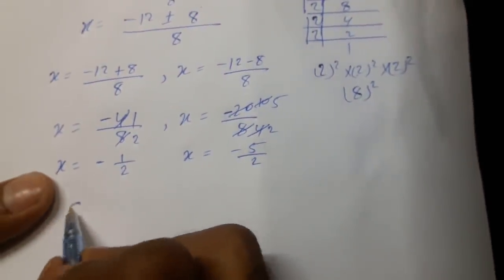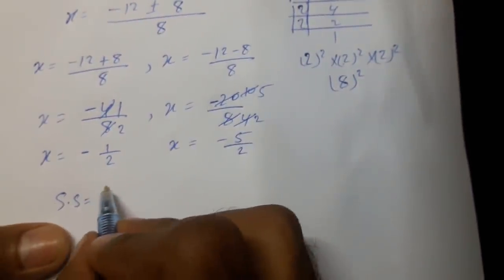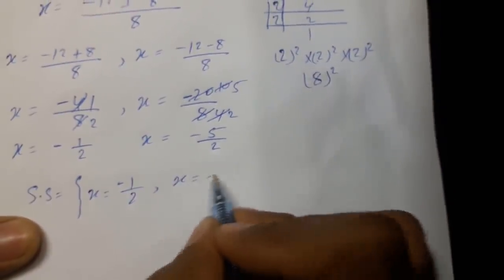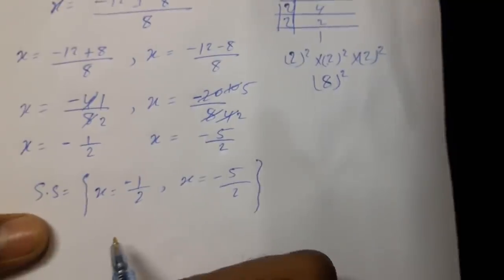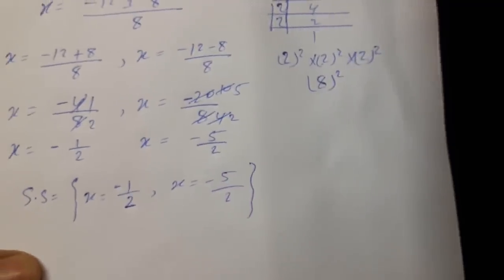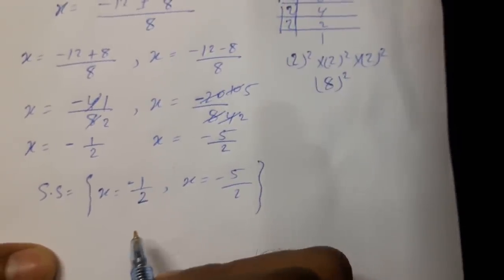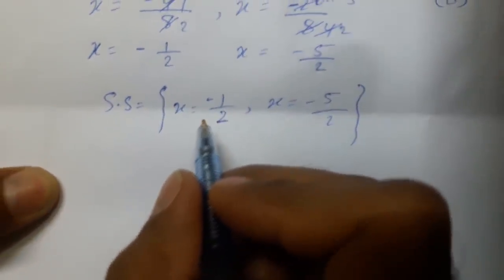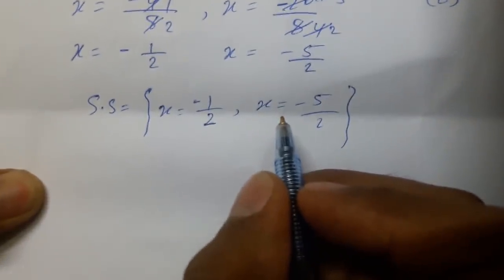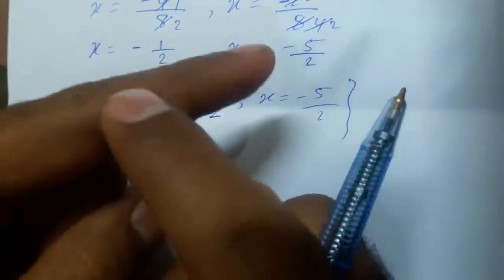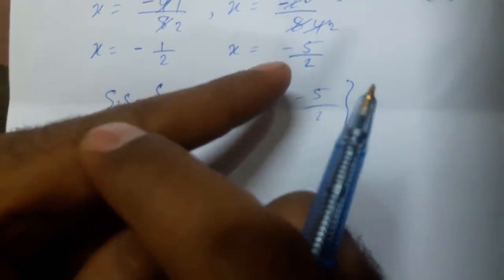What is the answer? Solution set is x is equal to minus 1 by 2 and x is equal to minus 5 by 2. You see, whenever the answer comes of the same question by the three methods, the answer is the same. So you check, the answer is x is equal to minus 1 over 2, x is equal to minus 5 over 2, the same from the three methods. The methods were: first one is by multiplication, second by completing the square, and the third one is by quadratic formula.